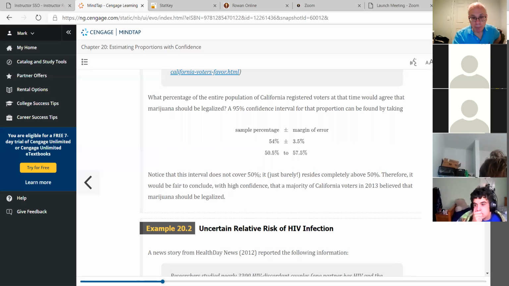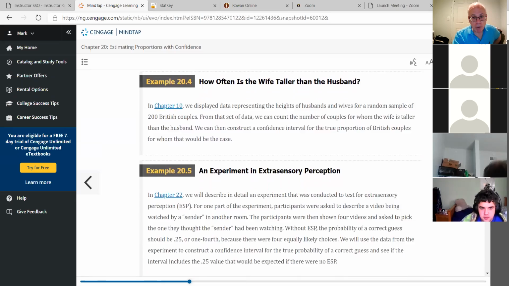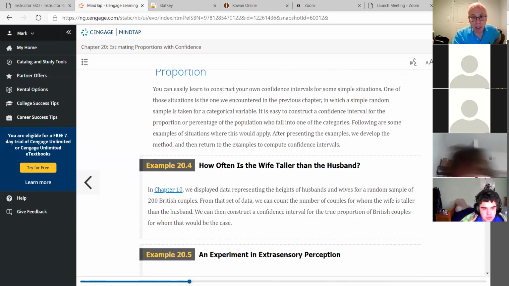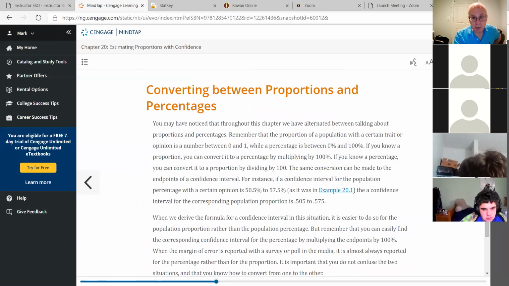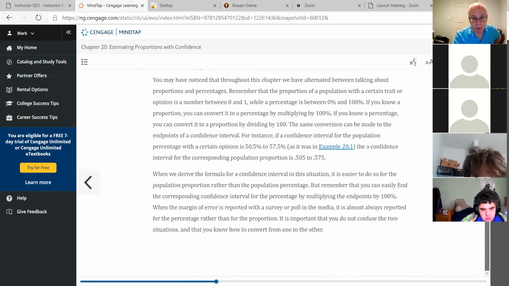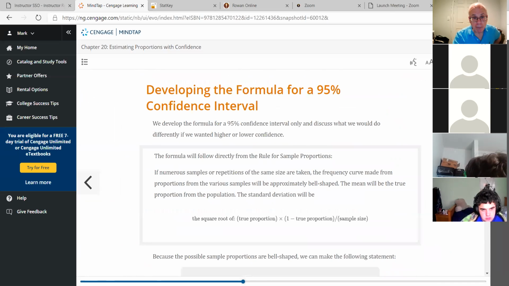So we're going to skip the other examples, and I want to show you the traditional way of constructing a confidence interval, which you are not responsible for, but I want to show it to you anyway so that you understand how people typically construct it, not StatKey, but other people. And here's the formula that's used.